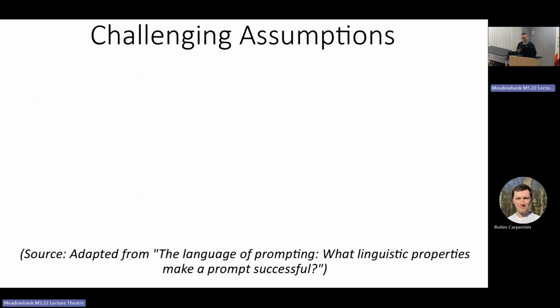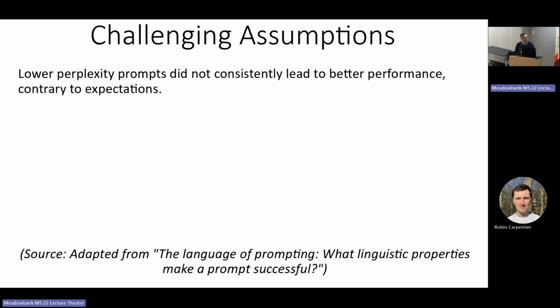So there are a lot of assumptions about AI that have been challenged according to some academic papers. Lower perplexity is no guarantee that you will get better output. Perplexity is a measure of how well the AI model predicts a sample of text in coming up with an output. In theory, the lower the perplexity, the better the output, but that's not always guaranteed. So this is one assumption we had about AI that's being challenged.